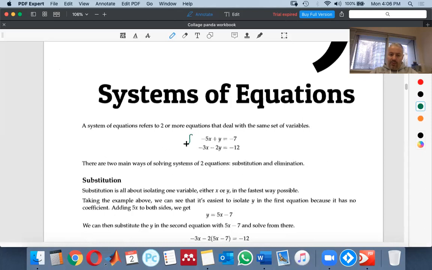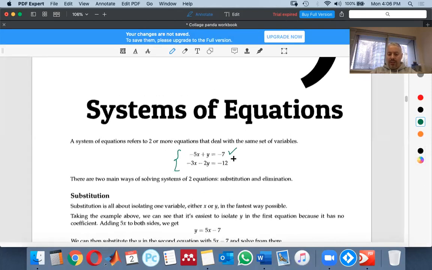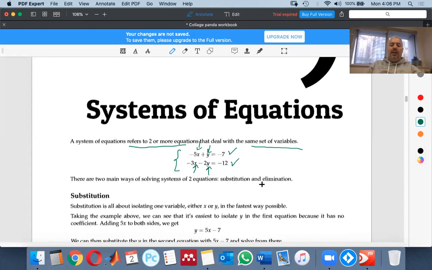We have two different equations. We have x and y here, x and y also here. It refers to two or more equations with the same set of variables. So we have it here, and this is called a system of equations. To solve the system of equations, there are lots of ways, but what are we going to study right now?